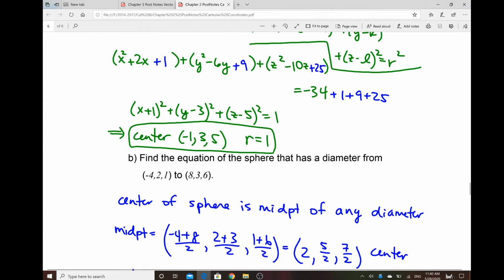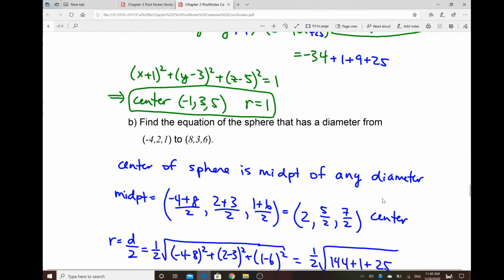So find the equation of the sphere that has the diameter from (-4, 2, 1) to (8, 3, 6). So from one point to another point in the 3D space. The center of a sphere is the midpoint of any diameter, so we use the midpoint formula to find the center.